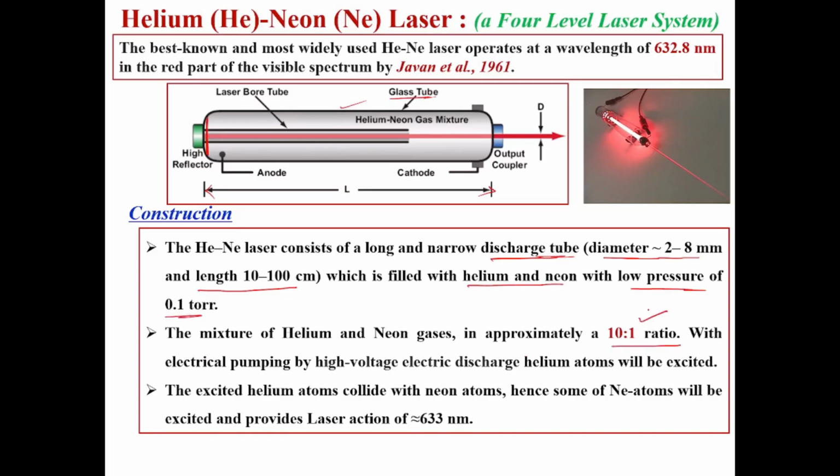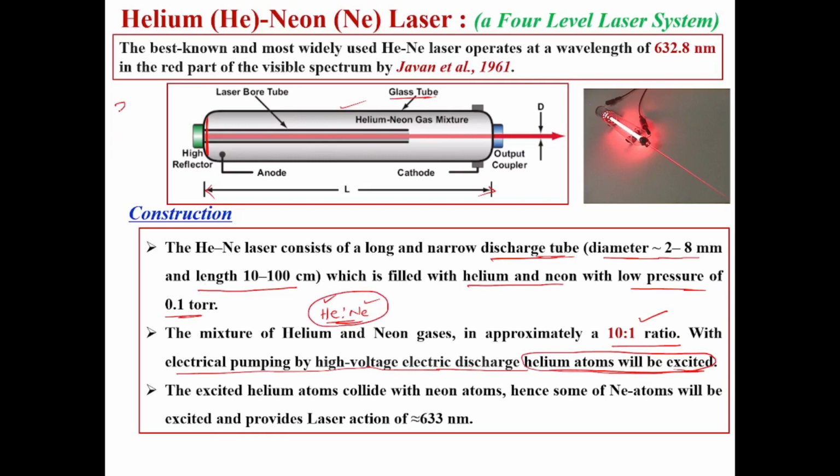This is an important point that you have to write in your exam. The helium to neon ratio is 10:1. So helium is in a large amount as compared with neon. With electrical pumping by high voltage electric discharge, helium atoms will be excited. So here the helium atom acts as the active material which provides the laser action. This ratio is the most important for this topic.